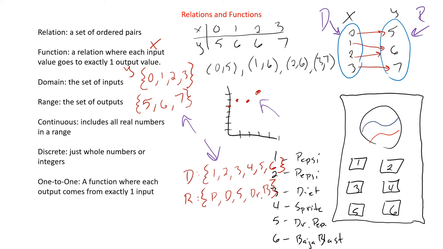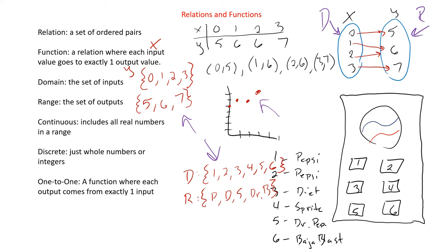And then one-to-one. This is our last vocab word, and we're going to see some examples here. One-to-one is where it's a function where each output comes from exactly one input. Our 2 functions that we're looking at are not one-to-one because the first one, 6, came from both 1 and 2. In our soda machine, Pepsi came from 1 and 2. So those aren't one-to-one. A function says that when we push that button, we know what's coming out. If it's one-to-one, that means that if we see what came out, we know exactly what button was pushed.